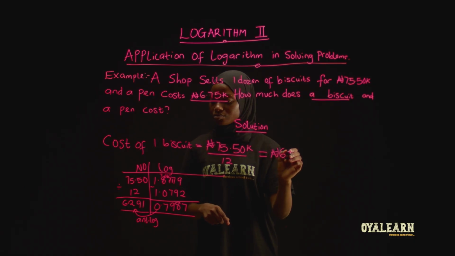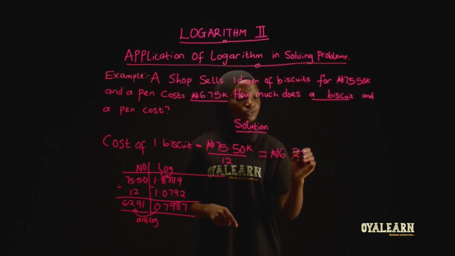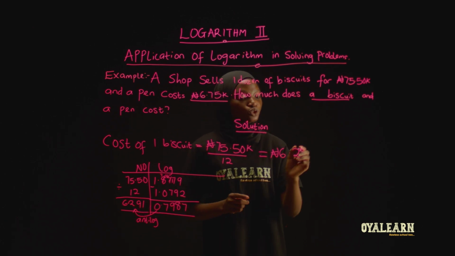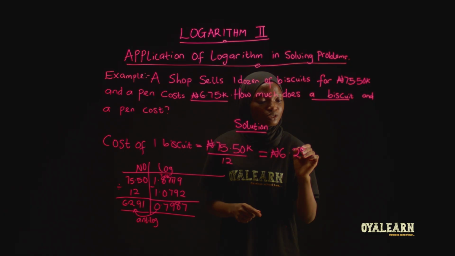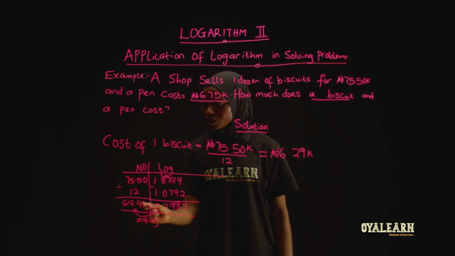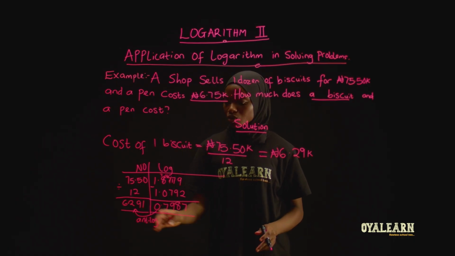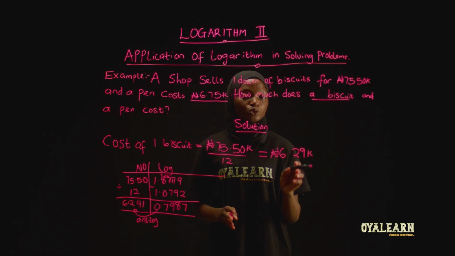6 naira 2 9 1, but we already know that kobo has to be in 2 places, so this becomes 6 naira 29 kobo to 2 decimal places. When you round off, the 1 is going to be rounded down to 0. When you add 0 to this, we have 6.29.